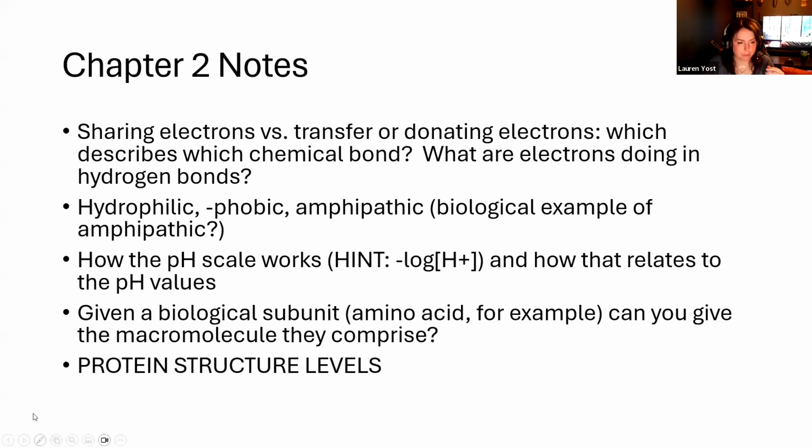Know what those terms are in relation to the actual pH scale. That would be helpful. In a biological subunit, amino acids for example, can you name the macromolecule that they comprise? If I ask what amino acids make up, you should be able to tell me that it's proteins. Again, it's all multiple choice, so you can pick from stuff. And then protein structure levels, which I feel like we've gone over fairly decently at this point.